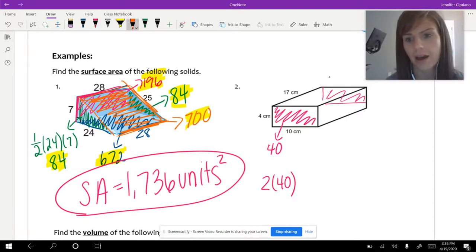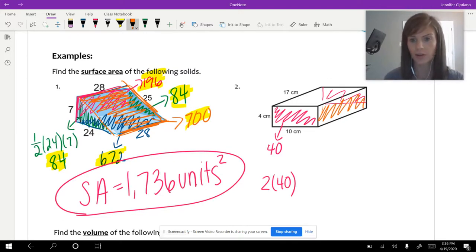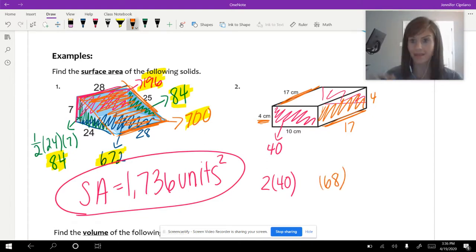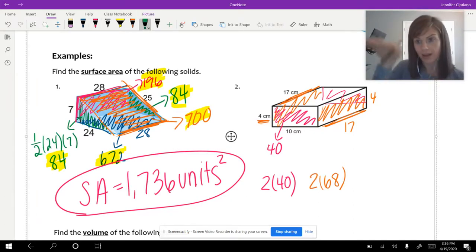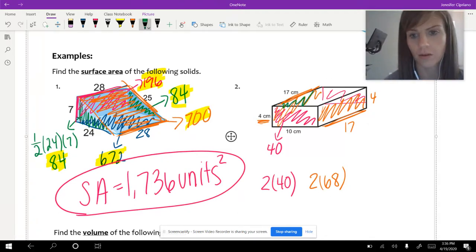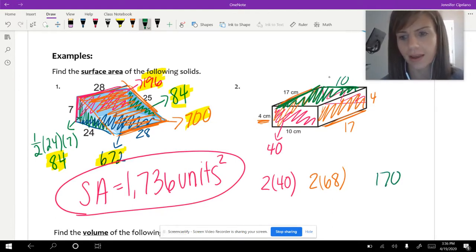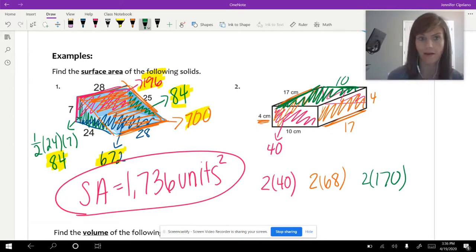Now I'm going to find the area of this right side. So it still has a height of 4, and its length right here is going to be 17, same as this length right here. So 4 times 17 gives us 68. And that side is the same as the left side of the box over here. So that's also going to get multiplied by 2. And then finally, we need to find the area of the top and bottom of the box. So the top of the box, it has dimensions 17 by, this would also be 10. 17 times 10 is 170. And multiply that by 2 because that's also going to be the area of the bottom of the box.